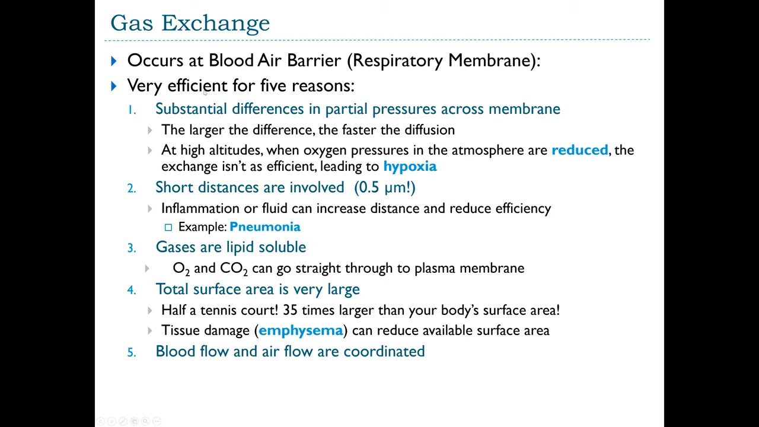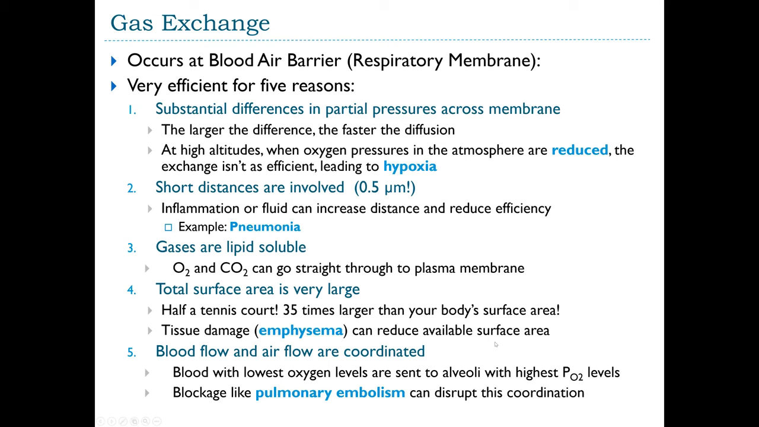And then the fifth reason is that blood flow and airflow are coordinated. Blood that has the lowest oxygen levels is sent to the alveoli that have the highest oxygen levels. In this way, the blood flow into the lungs and the airflow are coordinated so that you can get oxygen into the blood very quickly. If you have a blockage in your blood flow, like with pulmonary embolism, this can disrupt the coordination between the blood flow and airflow.